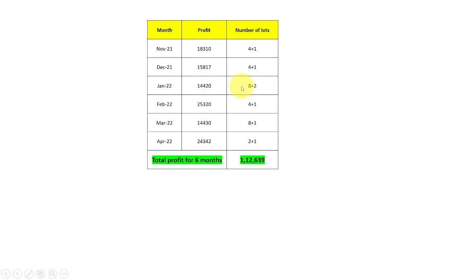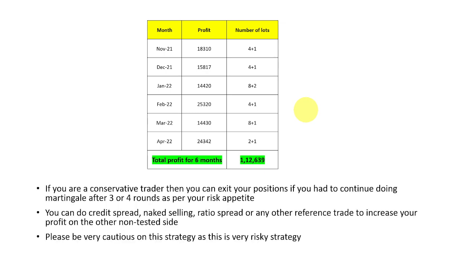I don't know which first, put was tested or call was tested, I'm not sure, but both sides were tested once. So always beware that when one side is tested, don't just go and do plenty of naked selling on the other side, because at times it can do a sharp V-shape move, and that is also difficult. So please have these things in mind.